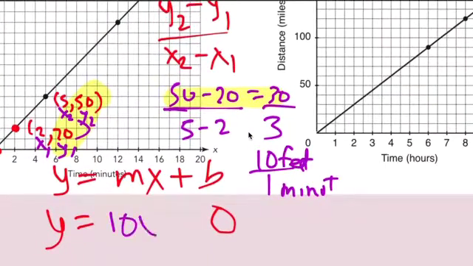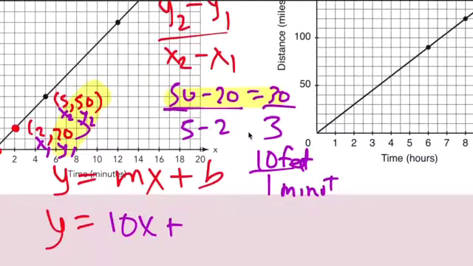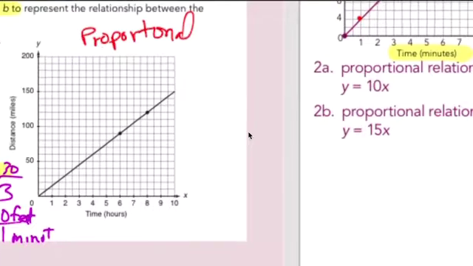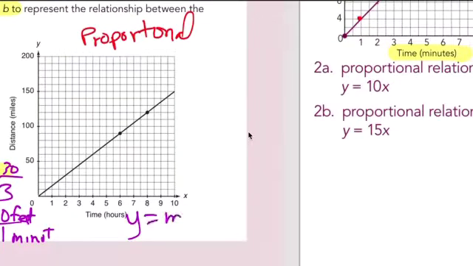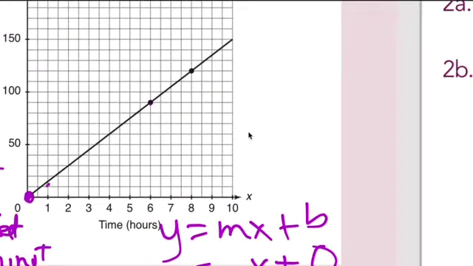So 10x plus 0. Or we don't need to put a 0, and it's just 10x, and the plus sign can go too. Same thing here. Y equals mx plus b. And we know the y-intercept is at 0. We need to find the slope. Okay, let's use the 2 dots they give us. Or we can use 0, 0. That's always the easiest. And 6. And they're going 3, 4, 5. That's going by 10, so that's 90.